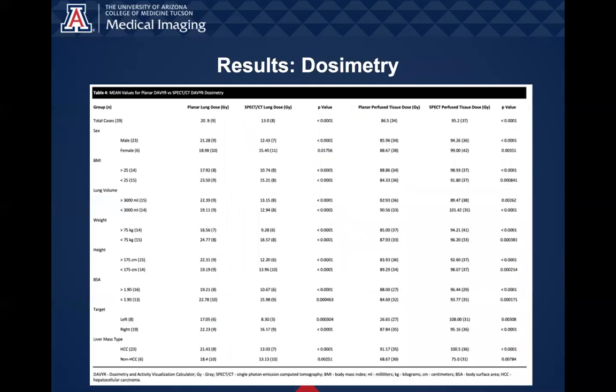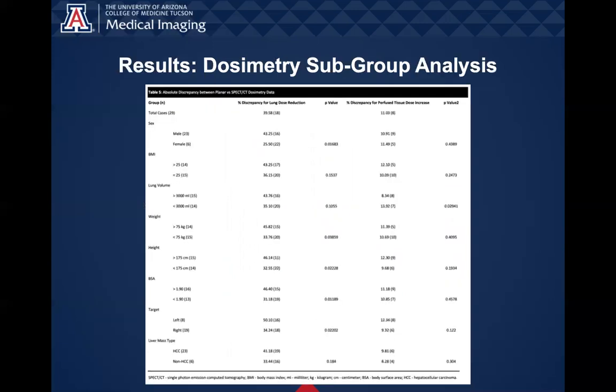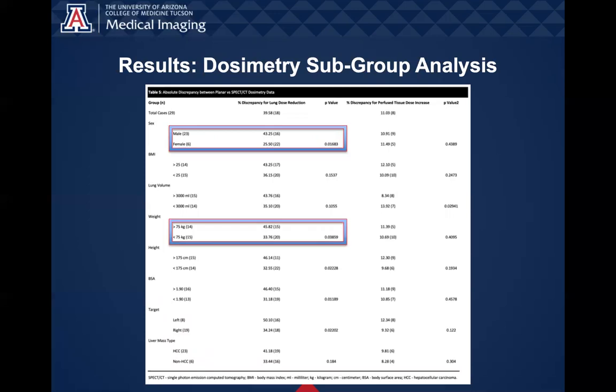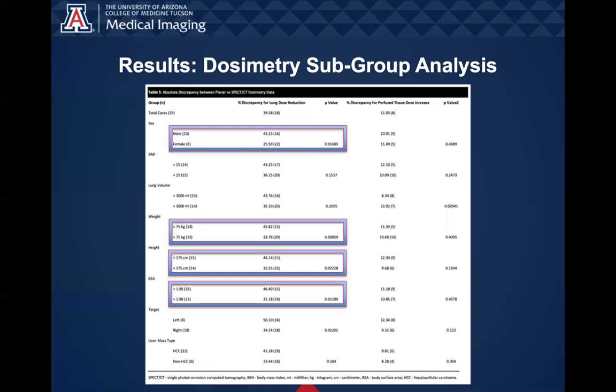For the 29 cases that were followed by some form of radioembolization, LSF calculated from planar scintigraphy results in significant overestimation of lung dose and subsequently underestimates the perfused tissue dose. This was appreciated in all sites and across all individual subgroups. Subgroup analysis of dosimetry data shows that lung dose is significantly overestimated in men, patients weighing greater than 75 kilograms, patients taller than 175 centimeters, patients with a BSA greater than 1.9, and patients with left hepatic artery injections.